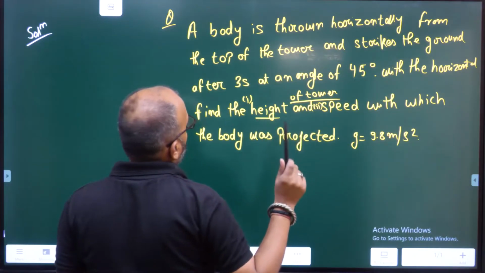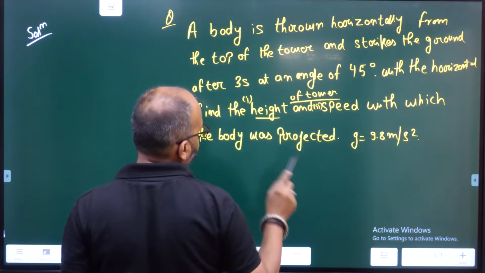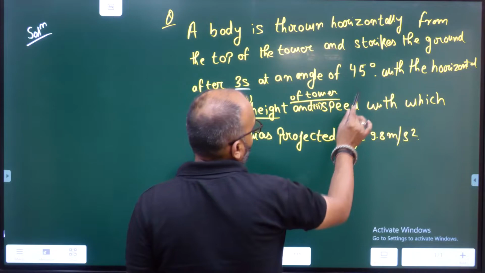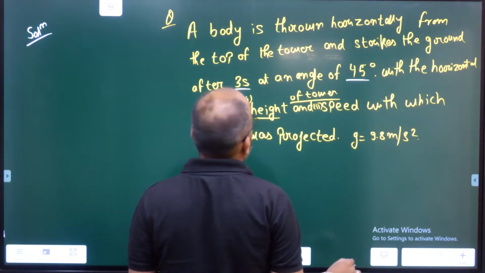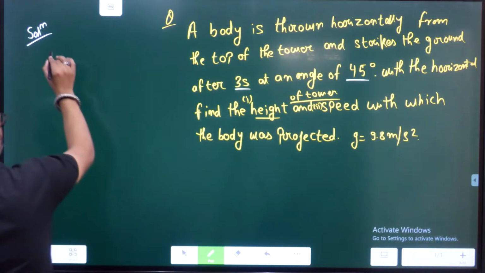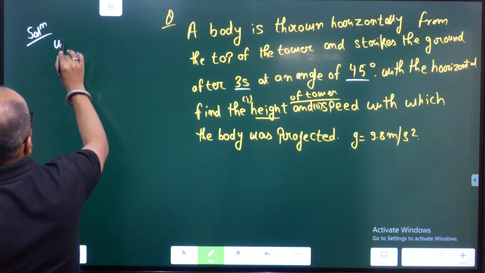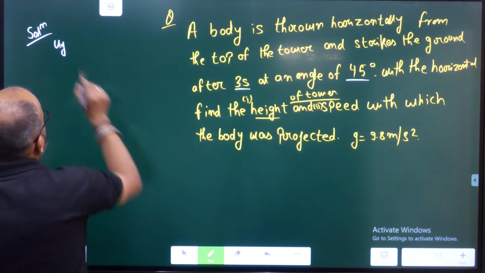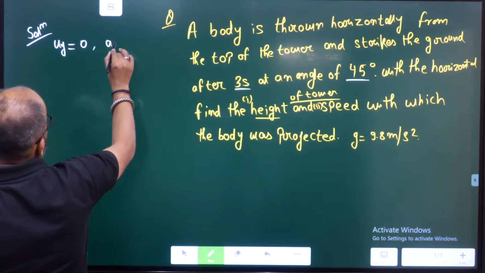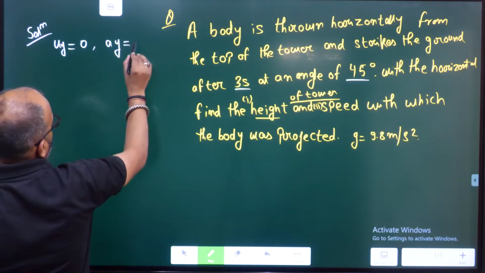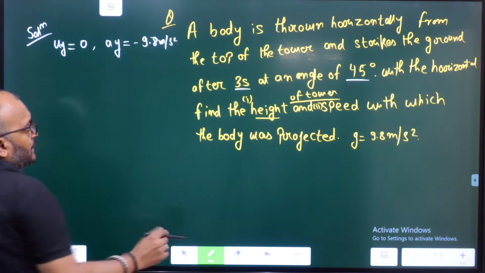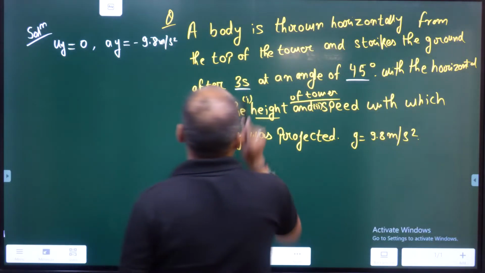So, body is thrown horizontally and we don't know with what velocity. It strikes the ground after 3 seconds, and when it strikes the ground, then its angle is 45 degree with the horizontal. So I have to find the height of the tower. So please see, that body is thrown horizontally, so its initial velocity in the vertical direction will be 0. Acceleration in the vertical direction will be minus 9.8. And the time which it is taking to strike the ground is 3 seconds.